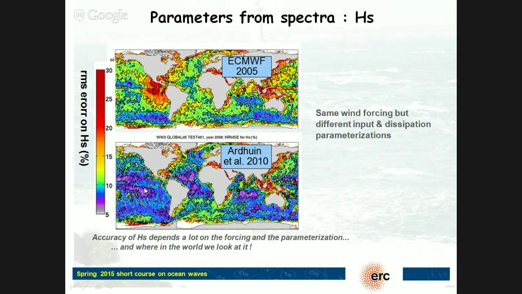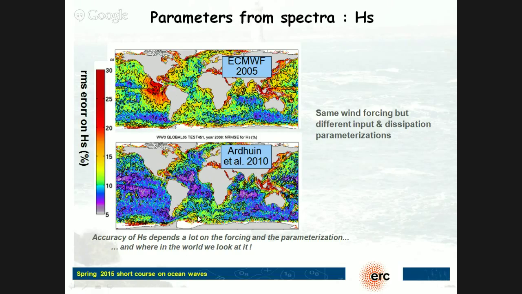In most places, this parameterization is better than this one. But still, there are a few places where this one is a bit better. If you look carefully, you will find that here, for example, in the Southern Ocean, it's green, which is around 10%, and here it's more blue, which is around 8%. So it's not like one parameterization will work better everywhere, but they have different behaviors depending on how much swell and wind sea you have, more short waves or long waves coming from far away. Still, if you're happy with 15% error, both parameterizations will give you the same result.